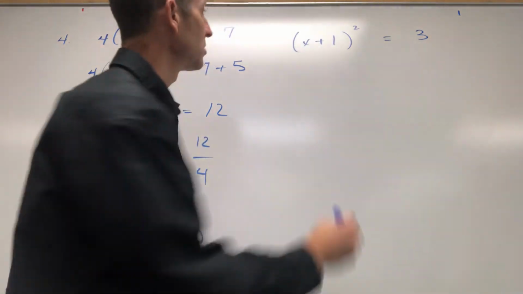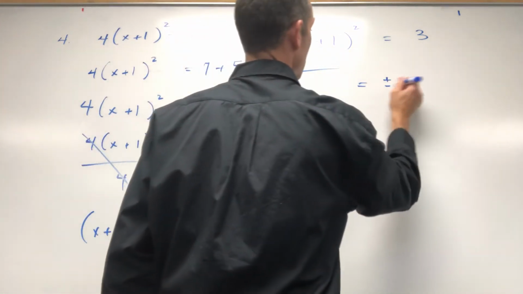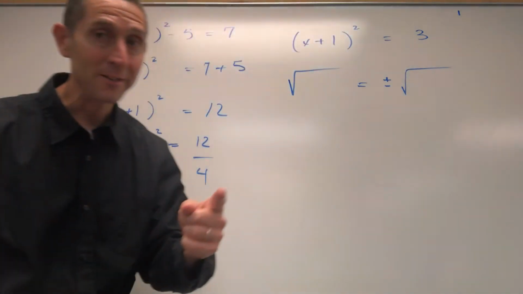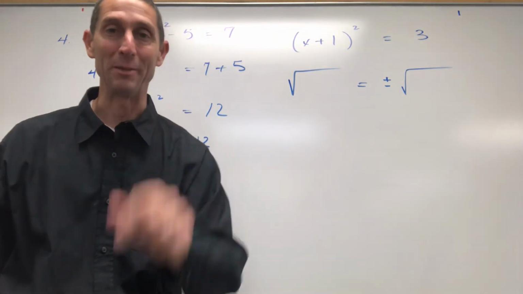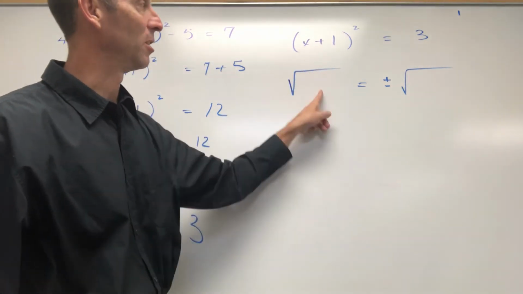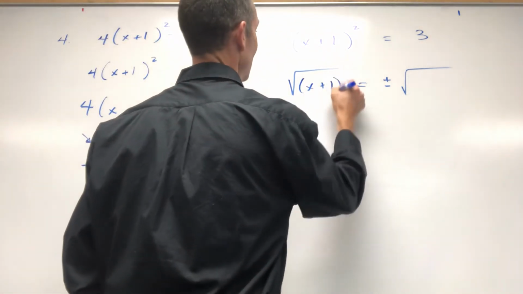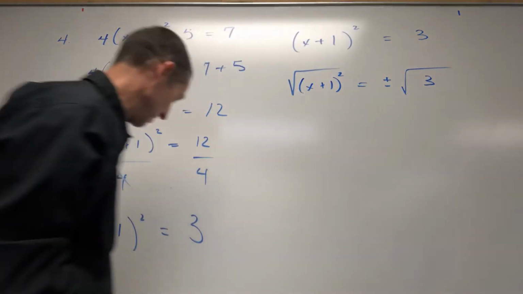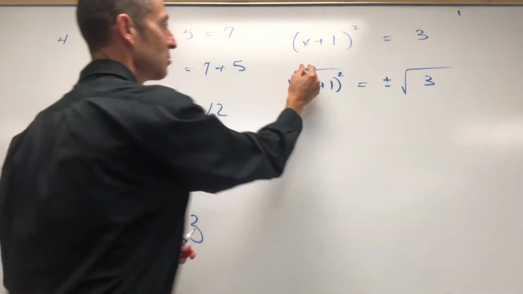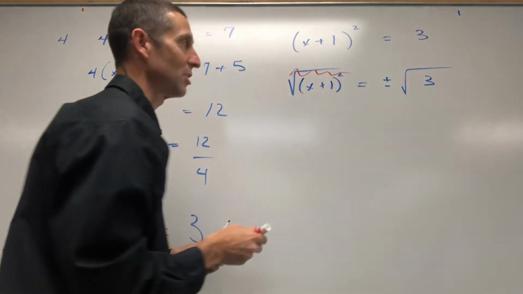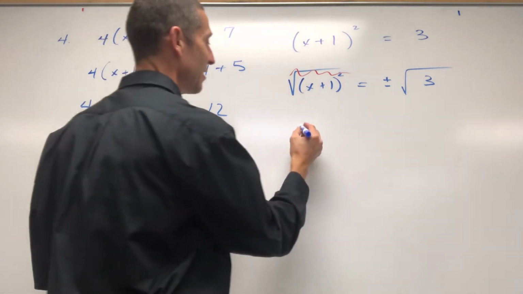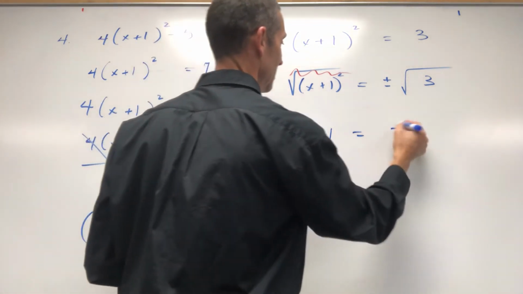Bring in the square roots. And another reminder: you bring in square root, you bring in plus or minus. We love the square root squared maneuver. Put it in there. And this is what's great: the square root and the squared cancel each other out. And now we can get to our x.